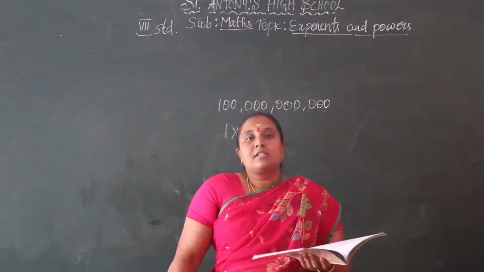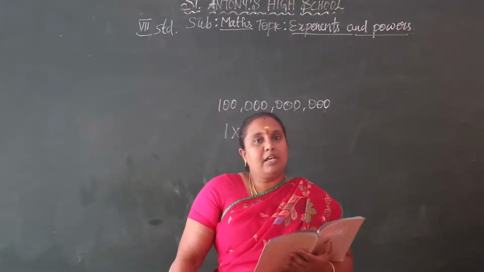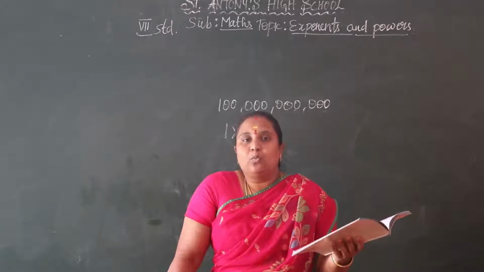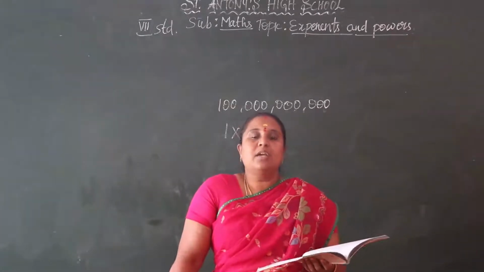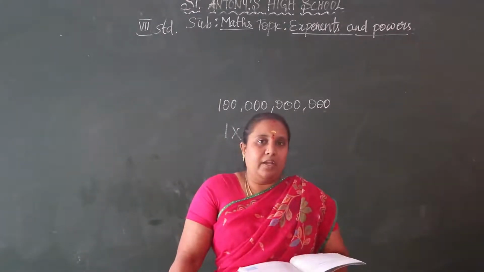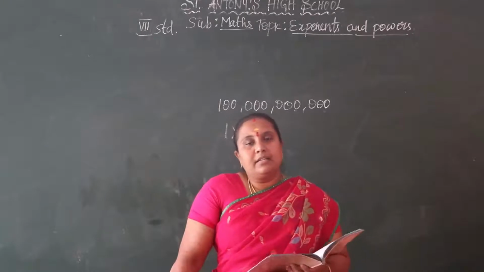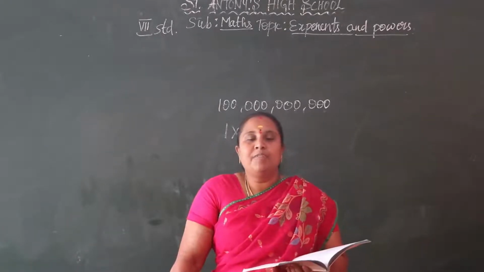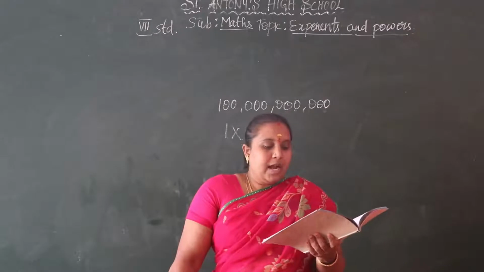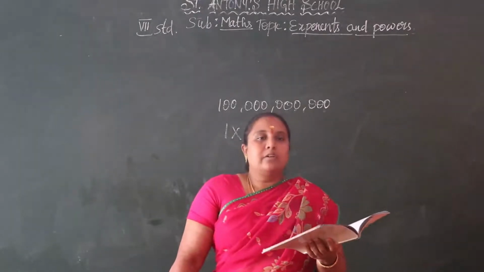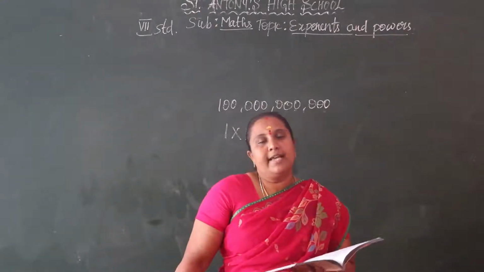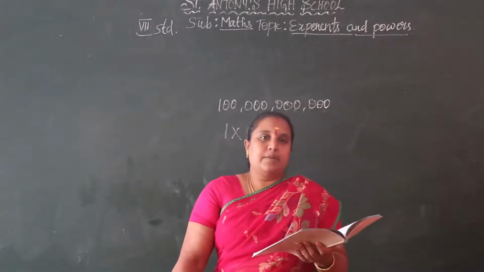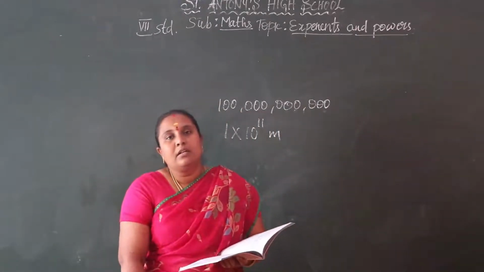The Sun is so far from the Milky Way, so that distance is also so big. We can't read it as it is. It's a very inconvenient way. So for this, we have to write in the short form, that is, exponential form. How to write? To make it convenient, we use powers or exponents. I will explain.